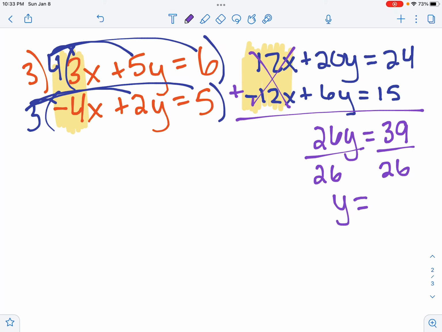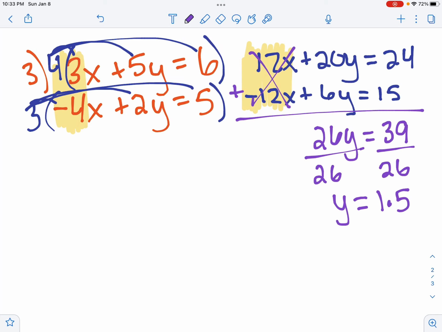And y comes out to be a decimal, and that's okay. You can go decimal form if you want. We're going to round to tenths because I like tenths. So we have 39 divided by 26, which is 1.5. If you kept it a fraction, that'd be 3 halves.